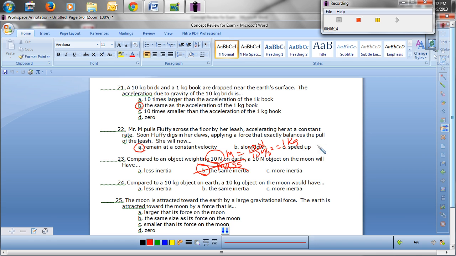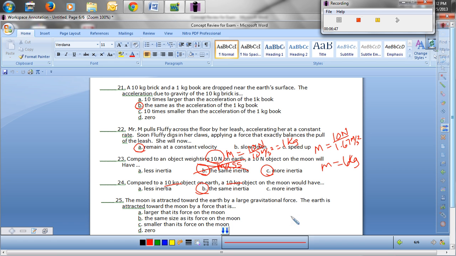If it's on the moon, the mass on the moon is going to be the weight of 10 newtons divided by gravity, which is 1.67 on the moon. So this one will have whatever 10 divided by 1 2/3 is, I think that's 6 kilograms. So it's going to have more inertia on the moon because it weighs more there. I mean, its weight is still the same as what it was on Earth, but the acceleration due to gravity on the moon is much less, so it's going to have more mass, which is more inertia. 10 kilograms on Earth, 10 kilograms on the moon, same inertia.